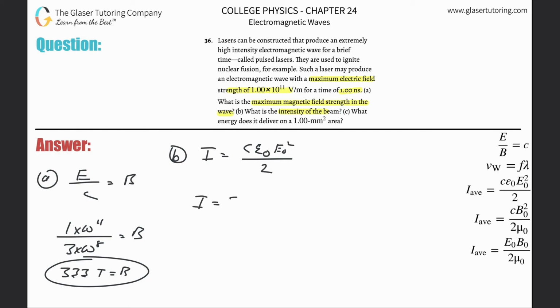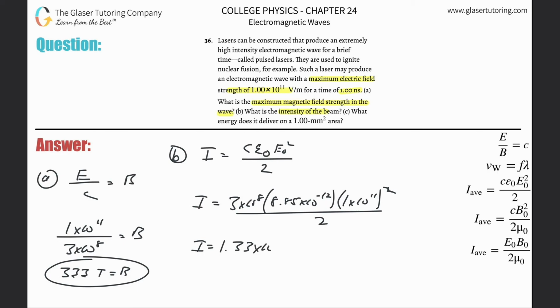The speed of light is 3 times 10 to the 8. The permittivity is 8.85 times 10 to the minus 12th. The electric field strength is 1 times 10 to the 11th, squared, and then divide all of that by 2. Take out the calculator and plug it all in: 3 times 10 to the 8 multiplied by 8.85 times 10 to the minus 12, multiplied by 1 times 10 to the 11th squared, divided by 2. This works out to 1.33 times 10 to the 19th watts per meter squared. That takes care of the intensity.